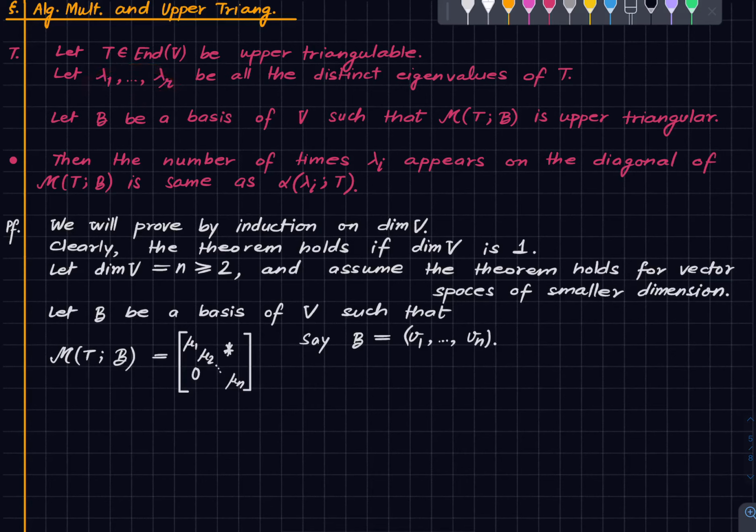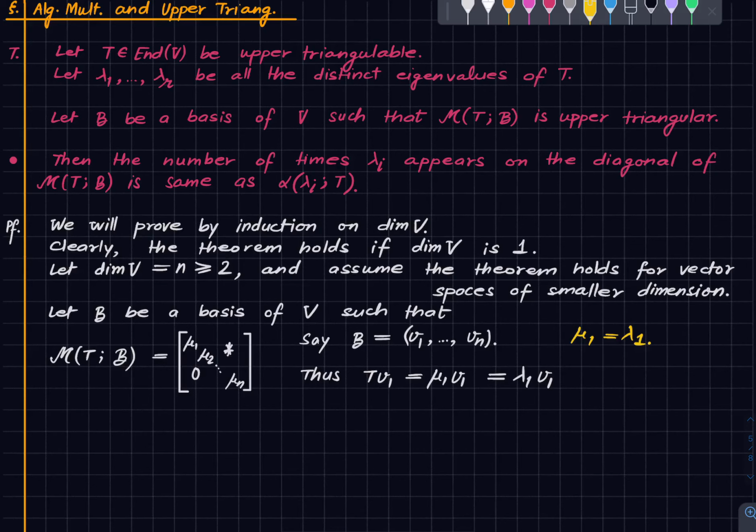Some of them repeat some number of times. So we are not writing lambda 1, lambda 2 here. We are just saying it's mu1 up to mu n, and each mu i is one of these eigenvalues. Okay, and so say the basis is this, and therefore T v1 is mu1 v1, and without loss of generality, we may assume that mu1 is actually lambda 1. All we are doing is, if it is not lambda 1, just change the names and call mu1 lambda 1. So this is not cheating. So this is lambda 1 v1. So just to document that, mu1 is lambda 1 without loss of generality.